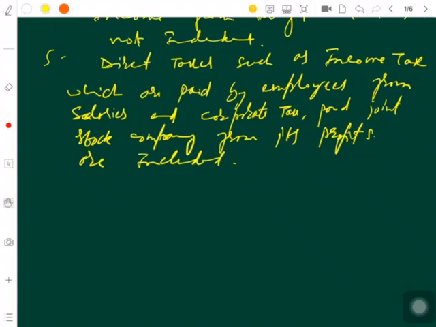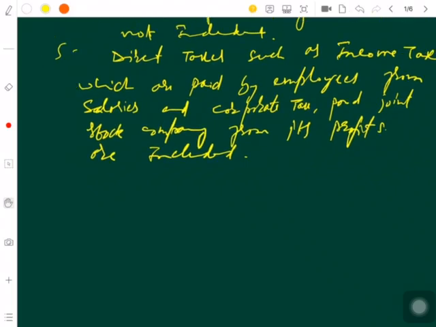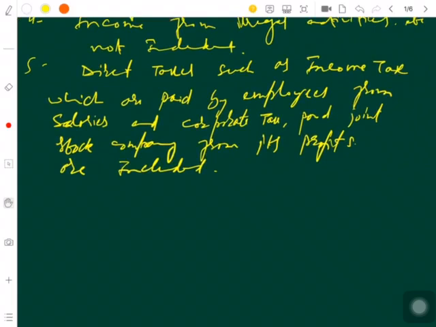But there are certain things which are not to be included, such as wealth tax. I'll answer why it is not to be included. Then there can be one more example, gift tax. These are excluded.